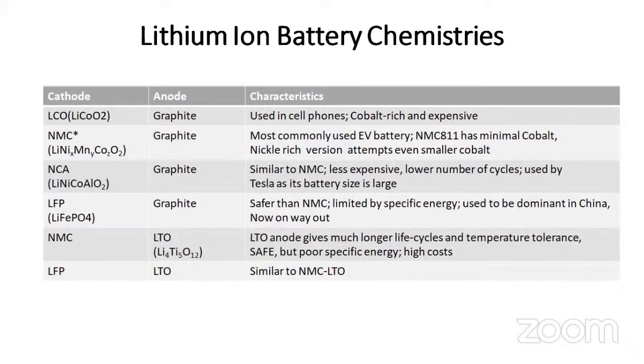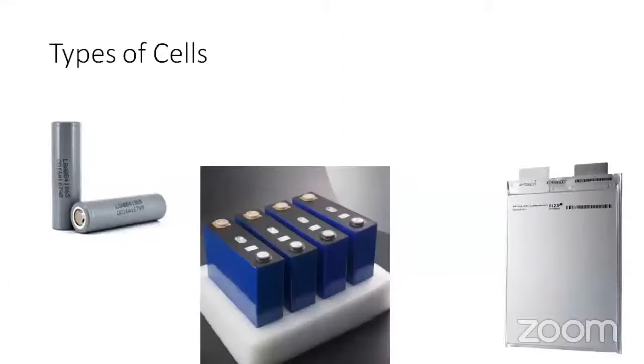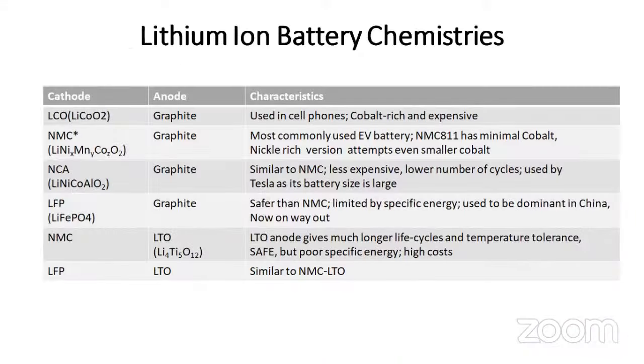So you decide about the form of the cell. This is the first parameter. Then you can select the chemistry of the cell. That is the second parameter, right?